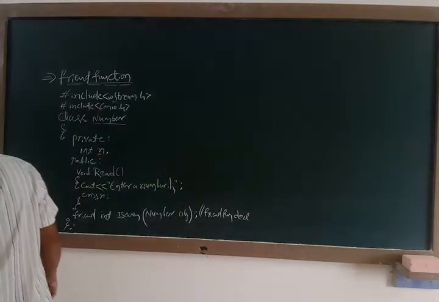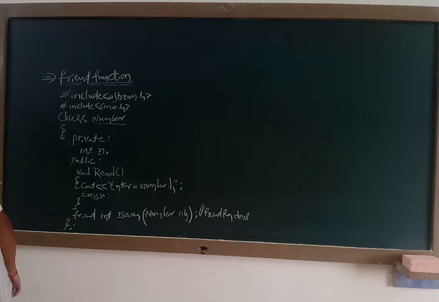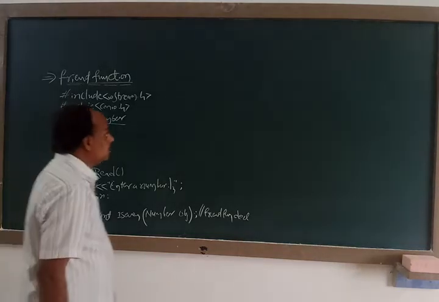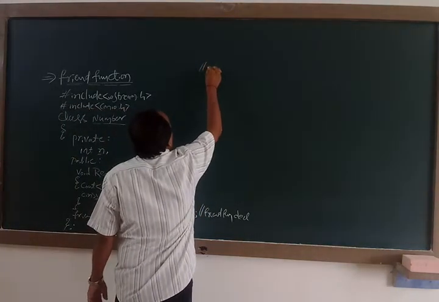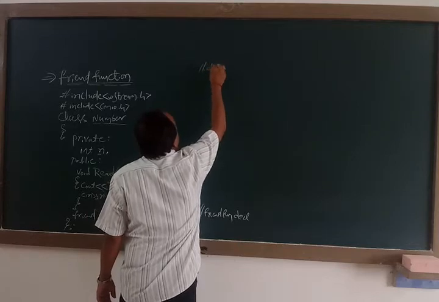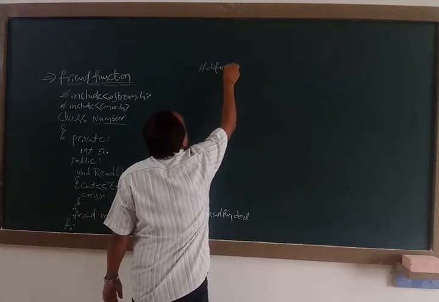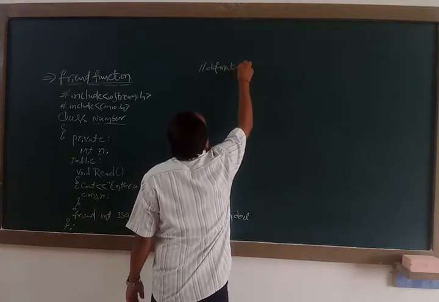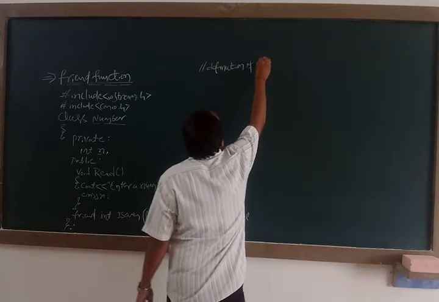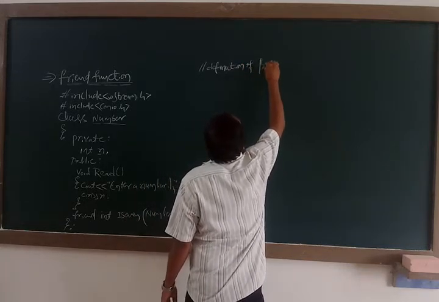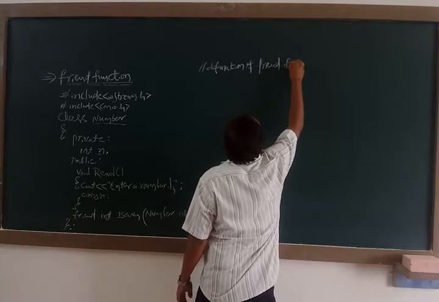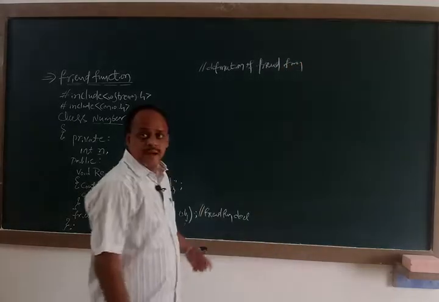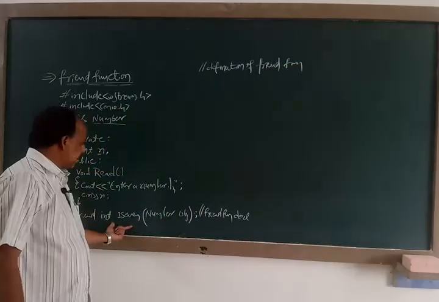Next, what do we have to write? Next we have to write the definition of the friend function. Now we have to write code for this friend function.